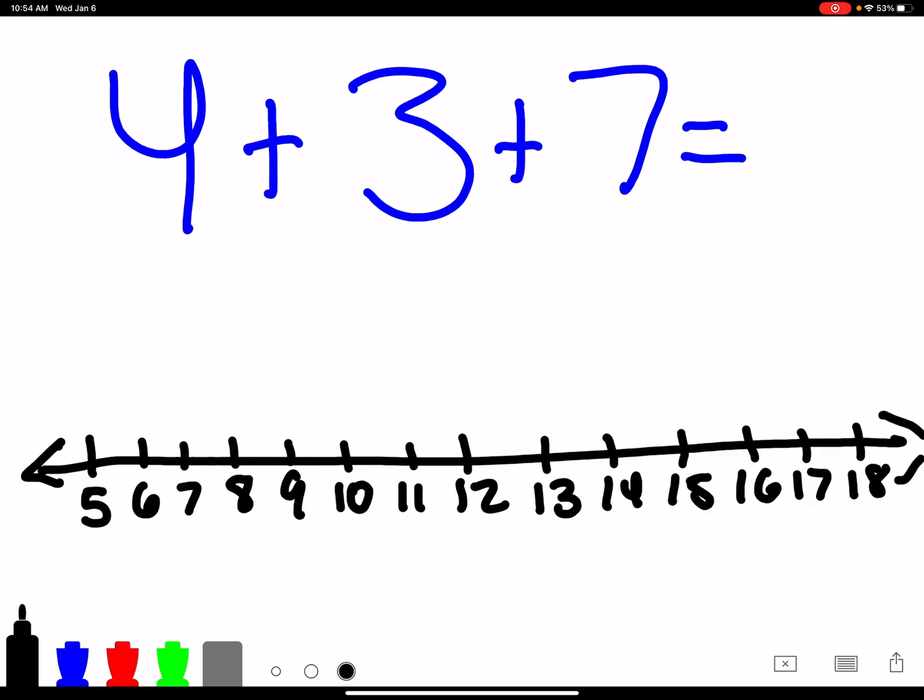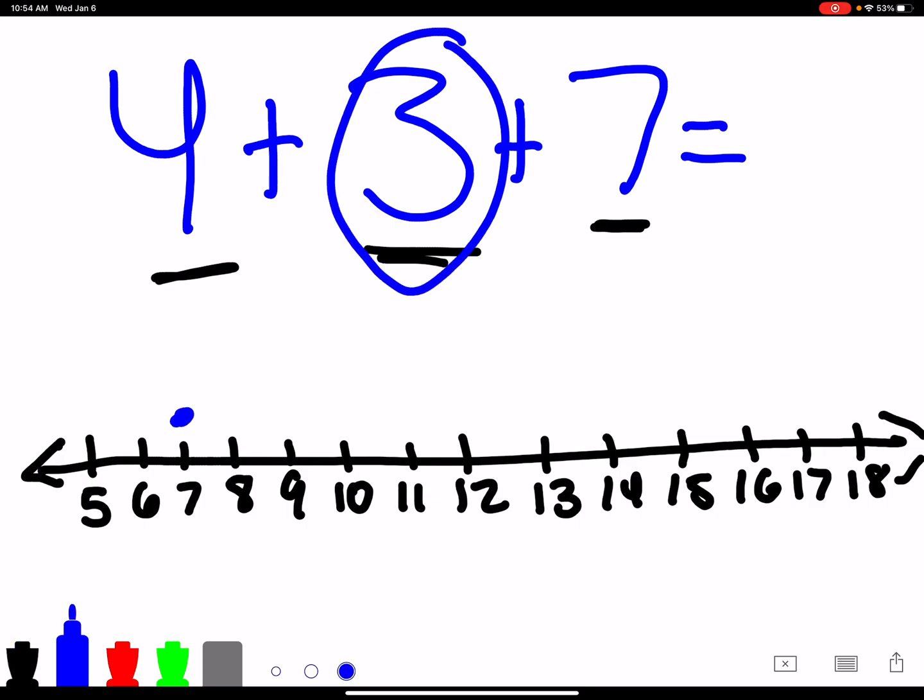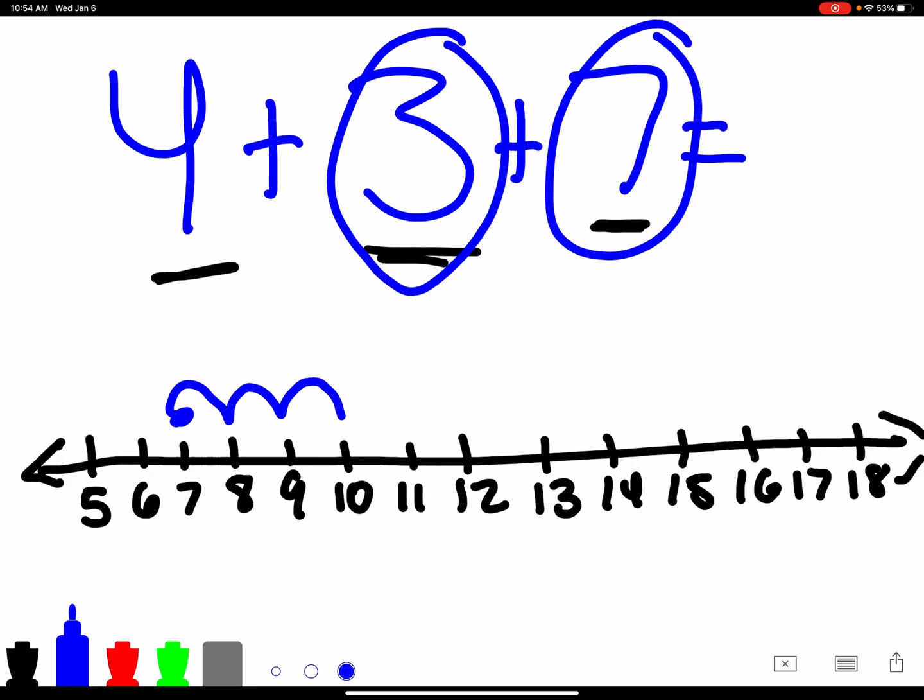But if we look on the number line, we have the number 7, we have the number 3, and 4. That's what we're trying to solve. But if we put a dot on the number 7, if we were adding 3 and 7, if we go up, and since we're adding numbers, we're moving further away from 0. So we're going to go up towards 18. And we're going to go up 3 times. 1, 2, 3. And we have the number 10.